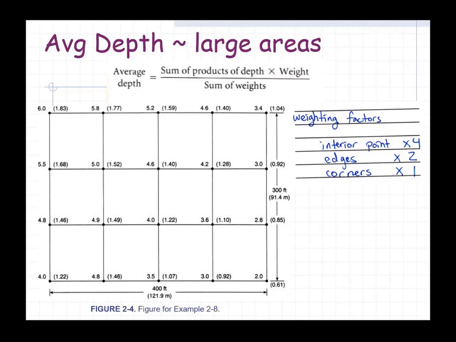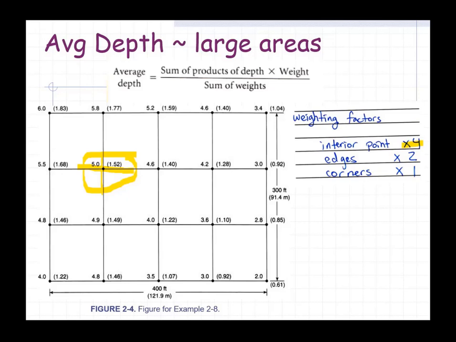In this case, going along with the idea of an average depth, but not using just 4 corners to estimate that depth, but using depth based on a weighting factor. And so the weighting factor applies to interior points, edges, and corners. At every interior point, an interior point has 4 intersecting legs. That interior point is given a scale or a weighting factor of multiplied times 4 when computing the average depth.